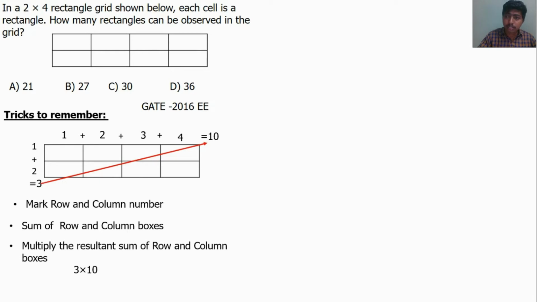Okay, remember these concepts. For counting the number of square, we find the sum of product. First we find the product, then sum. But for counting the number of rectangle box, product of sum, we first find the summation, then product. Okay, next problems.